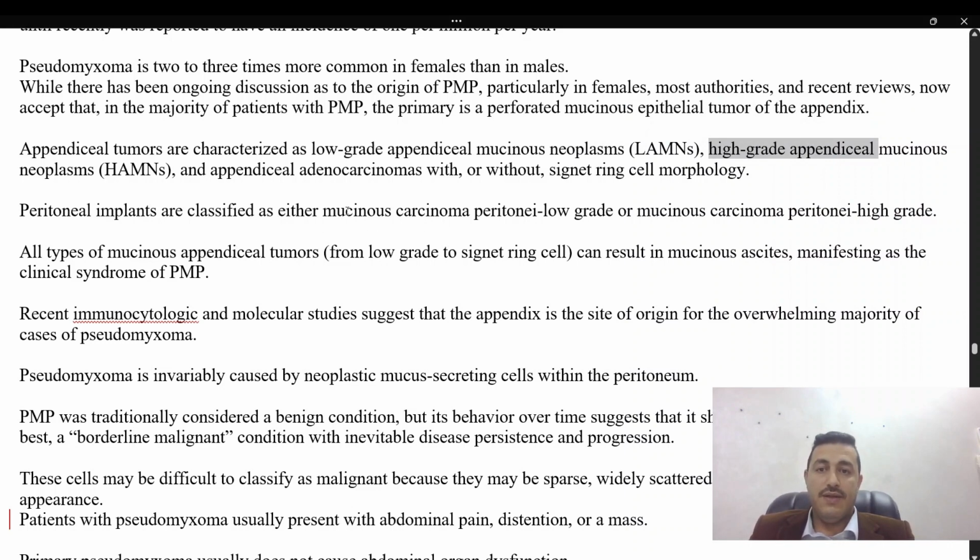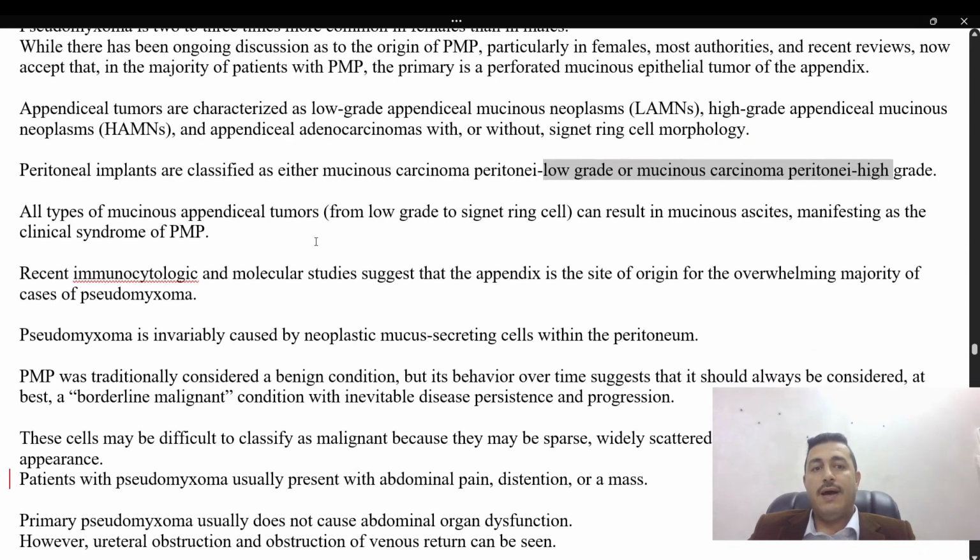Here, the implantations of pseudomyxoma peritonei are classified as low-grade or high-grade pseudomyxoma peritonei. Regardless of the type, all can result in ascites and manifestations of vague abdominal pain and intestinal obstruction. Less frequently it can cause encasement of the ureter and cause hydronephrosis.